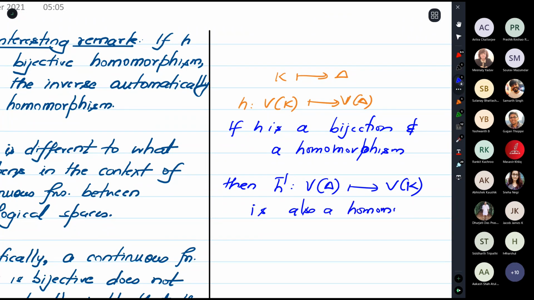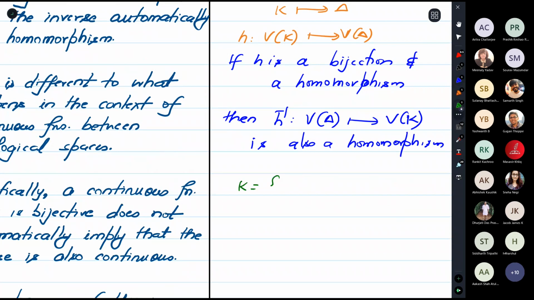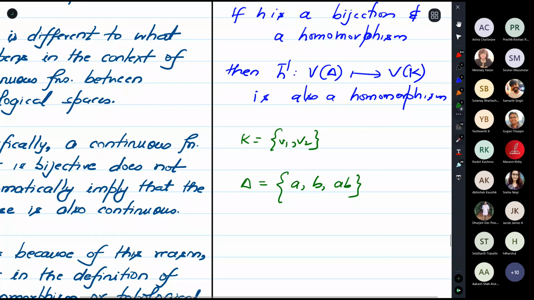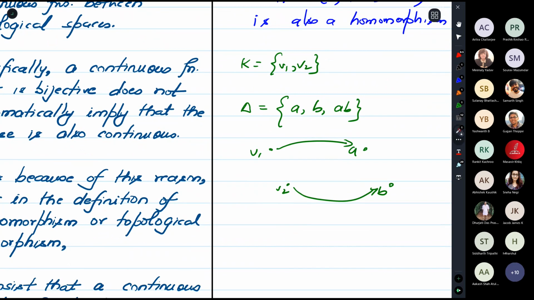So one can think of a very simple example. Here is an example, right? Let's say K over here is made up of two vertices V1, V2. That's it. The simplicial complex only includes these two vertices, whereas delta, let's say, includes A and B, so it includes these two vertices A and B, and it includes the edge AB between them, right? As Sutane found out, let's say this is V1, this is V2, and this is AB over here. So V1, let's say, is mapped to A and V2 is mapped to B, and one can clearly see that this function H that we have over here is a bijection between the vertex set of K and the vertex set of delta, right?